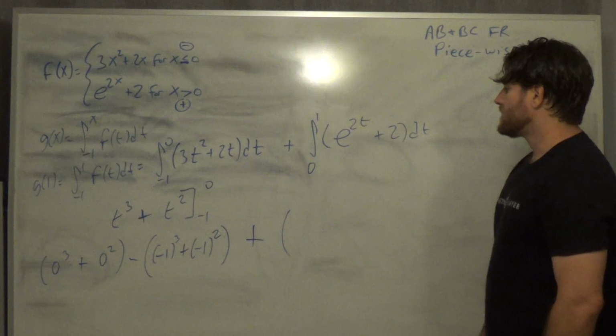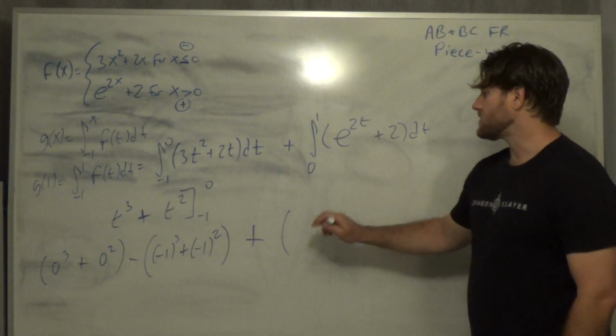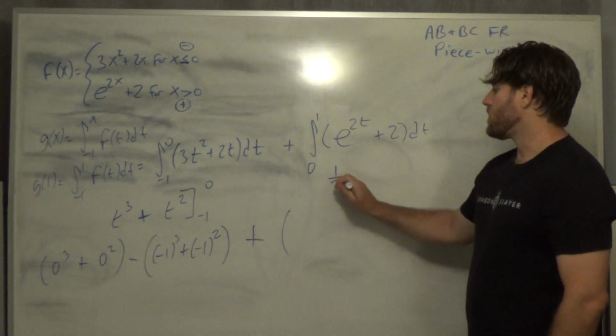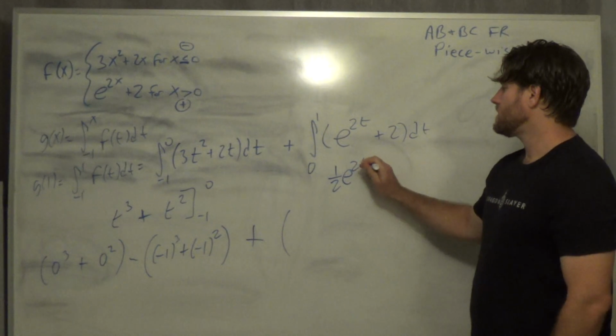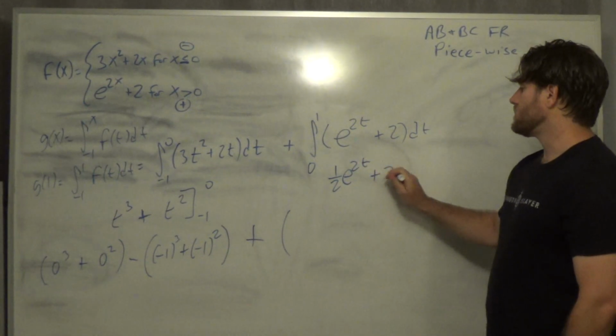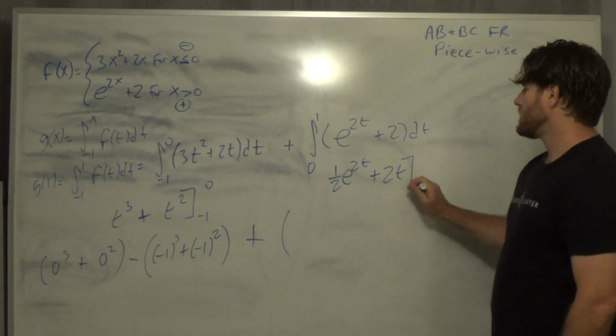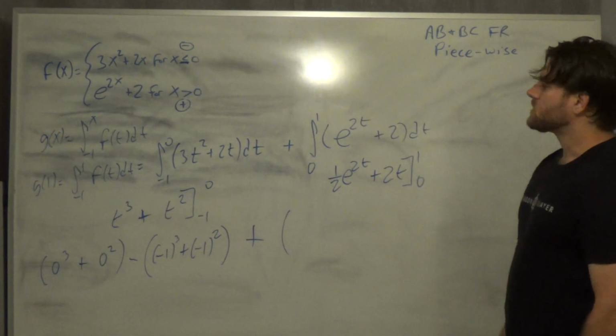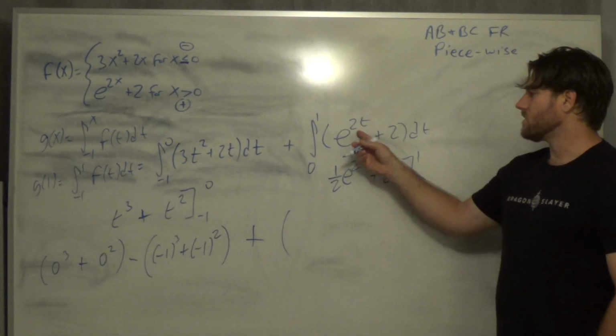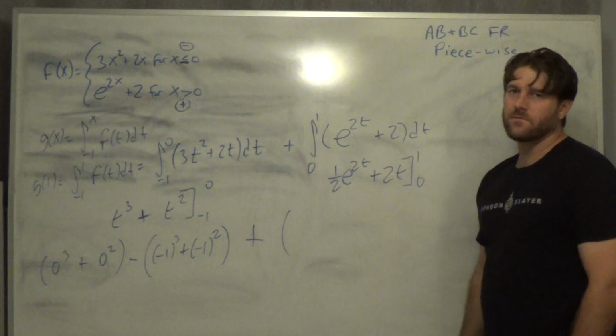So I've got to take the antiderivative. The antiderivative of e to the 2t is 1/2 e to the 2t, and the antiderivative of 2 is 2t. Now you might be wondering, Mr. Pygott, how do I know the antiderivative of this has the 1/2 in front?